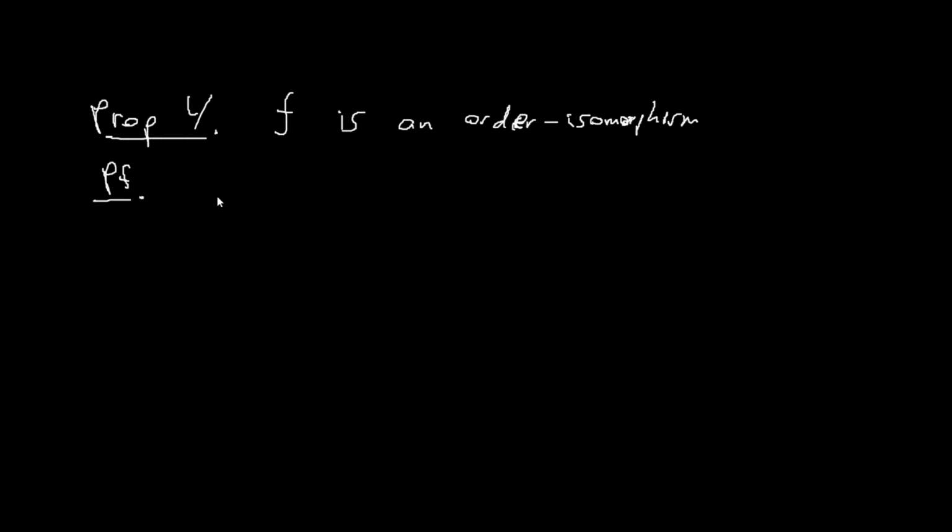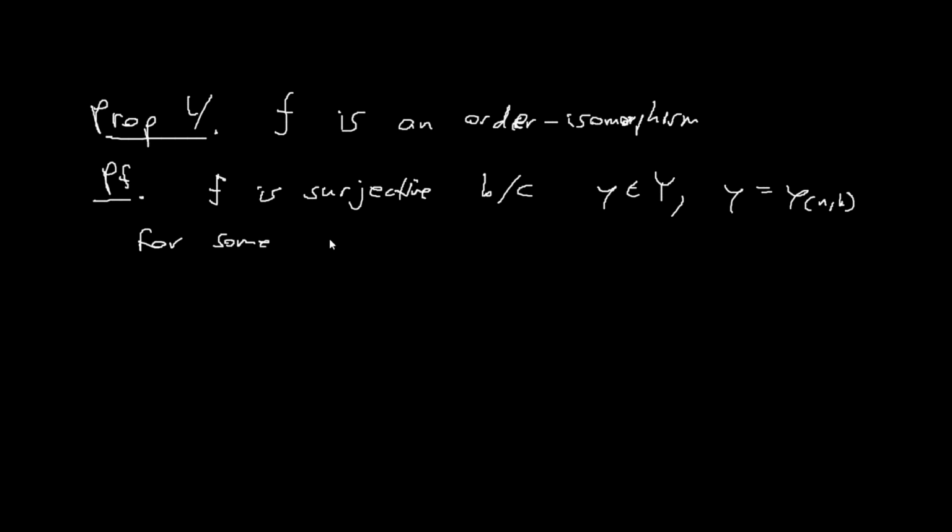So in order to show this, first we note that f is surjective. And the reason it's surjective is because the labeling system that we've devised for Y covers all elements of Y. So this is because given any y in Y, y equals y_{n,k} for some n, k. So f of x_{n,k} equals y_{n,k}, proving surjectivity.